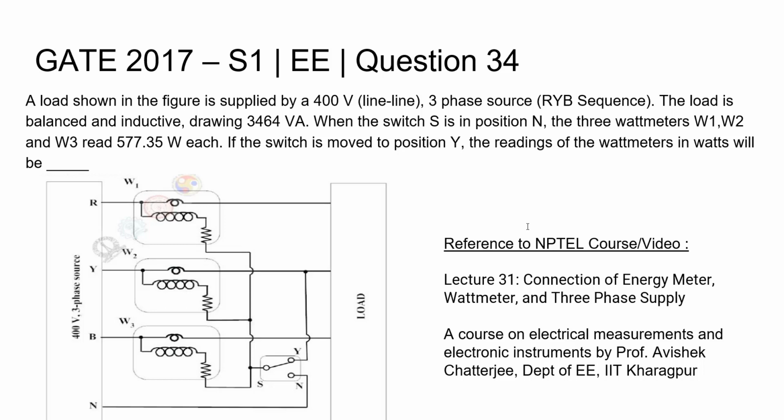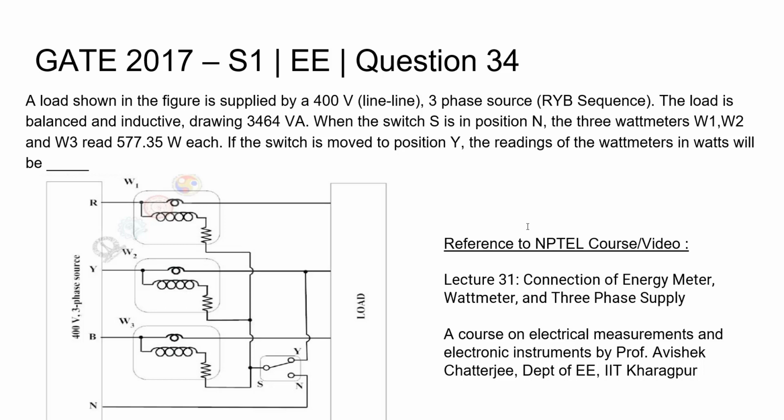Q34 Electrical and Electronics Engineering GATE 2017 Set 1. The load shown in the figure is supplied by a 400 volt line-to-line voltage and a three-phase source which has a sequence of RYB. The load is balanced and inductive, drawing 3464 volt amperes.